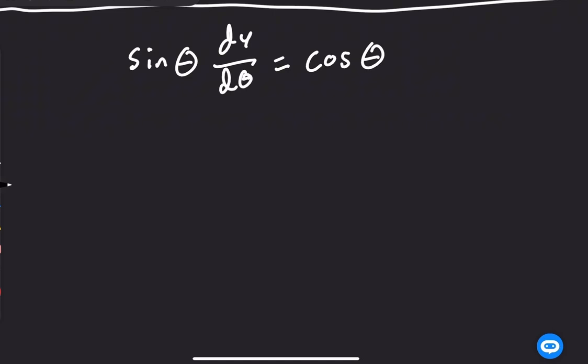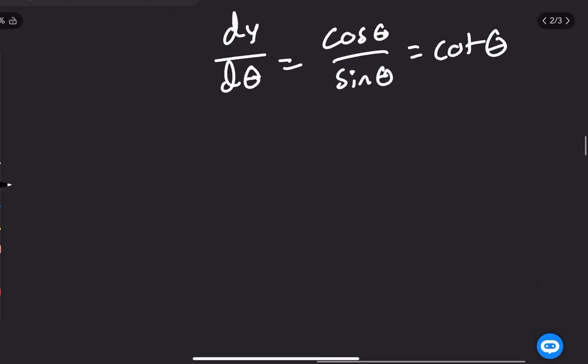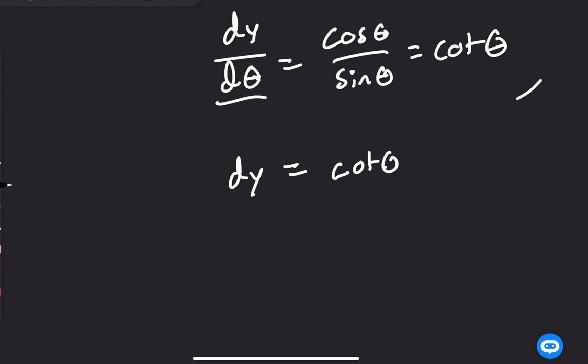Okay, so now let's solve to get y by itself. So to do this, it's just divide by sine. So dy over d theta equals cosine theta over sine theta, which is equal to cotangent theta. And then we're just going to times this over here. dy equals cotangent theta d theta.